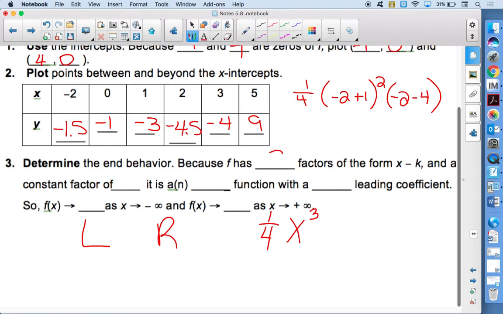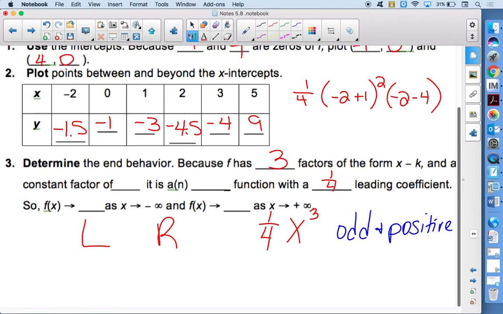So it has 3 factors because x plus 1 is a factor, x plus 1 is a factor, x minus 4 is a factor. So that's why there are 3 factors there. So the leading coefficient is 1/4. We would say that this is odd and positive because 1/4 is a positive number.